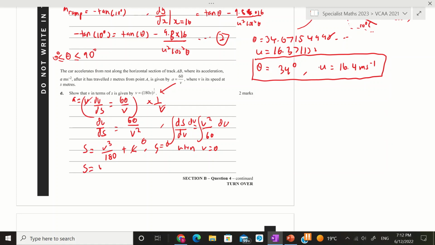Therefore, I'm going to get s is equal to v cubed on 180, and then just rearranging for v, multiply both sides by 180. I'm going to get v cubed is equal to 180s, then take the cube root of both sides. Therefore, v is equal to 180s to the power of 1 on 3. And yeah, we've shown what we want to show, so that's our answer.